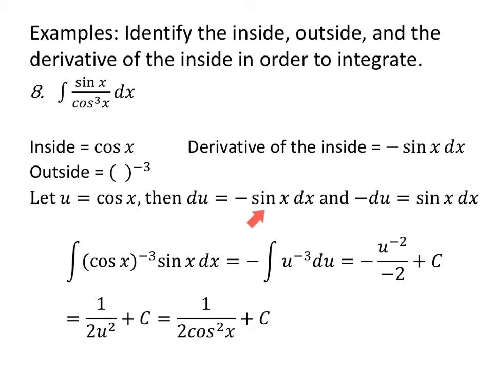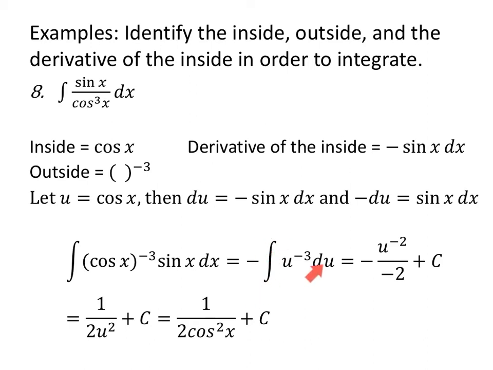Since du is negative sine of x dx, I can multiply both sides by a negative 1, because I don't happen to have a negative out here. Negative du equals sine of x dx, so sine of x dx is replaced by a negative du. Cosine of x to the negative 3 becomes u to the negative 3. Sine of x dx is turned into negative du. The antiderivative of u to the negative 3 is u to the negative 2 over negative 2, my negative sign from the front coming along. A couple of negatives here make a positive 2 in the denominator. U to the negative 2 is 1 over u squared plus c.